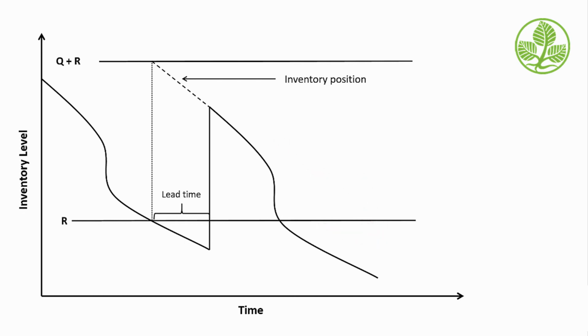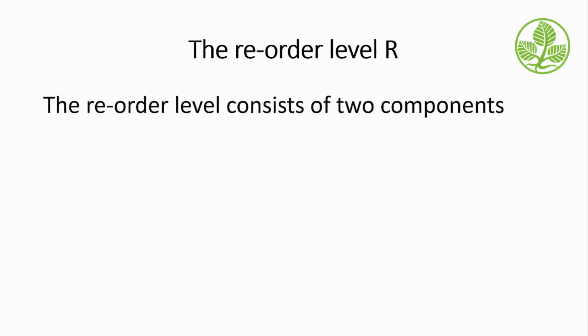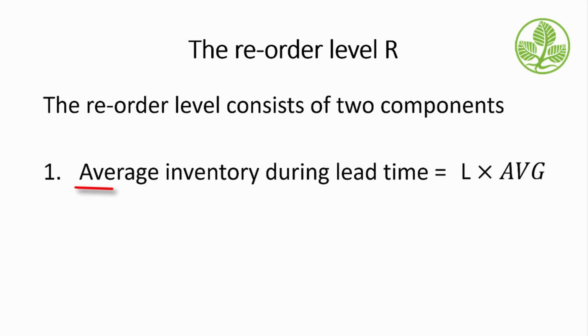Let's have a closer look at the reorder level. Somehow, Paul needs some advice how to calculate this number. The reorder level R consists of two components. We are sure you remember the variables we discussed previously. The first component of the reorder level is the necessary average inventory during lead time. The necessary average inventory ensures that there are enough bottles on stock to cover demand during lead time. The average inventory during lead time can easily be calculated. Just multiply the average demand with the lead time.